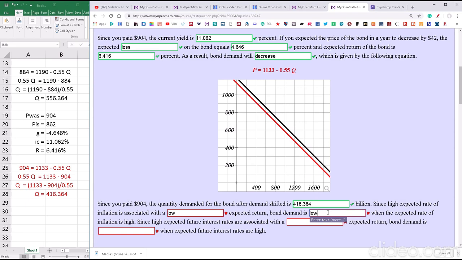Now, since high expected rate of inflation is associated with a low expected return, bond demand is low when the expected rate of inflation is high. Since high expected future interest rates are associated with low expected return, bond demand is low when expected future interest rates are high. So let me just type those in. Hit enter.